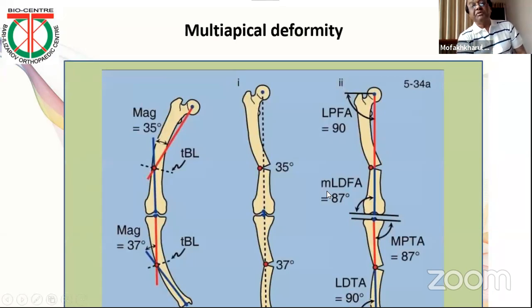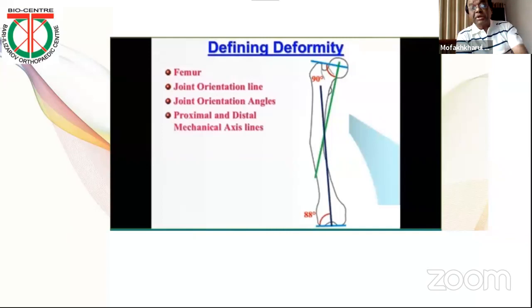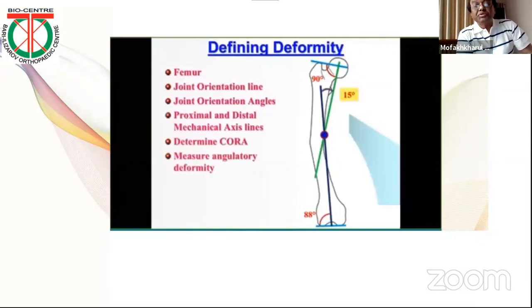Now let's proceed. Now, dear friends, multiple deformities. That young girl I have shown you, you can do this way and that way. We have another thing, this deformity, see, multi-apical. Femur, joint orientation line, joint orientation angle. This is 90 degrees, but your quota is here. But I can see here is the pseudo quota. Pseudo quota means you can draw two quotas here also, and you can measure the angulatory deformity here.